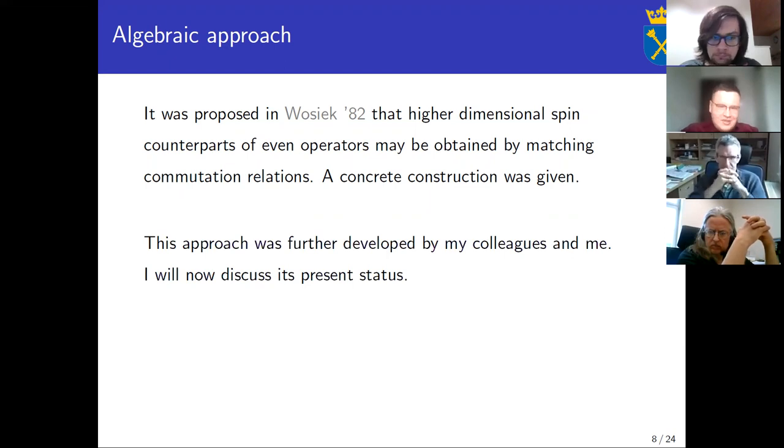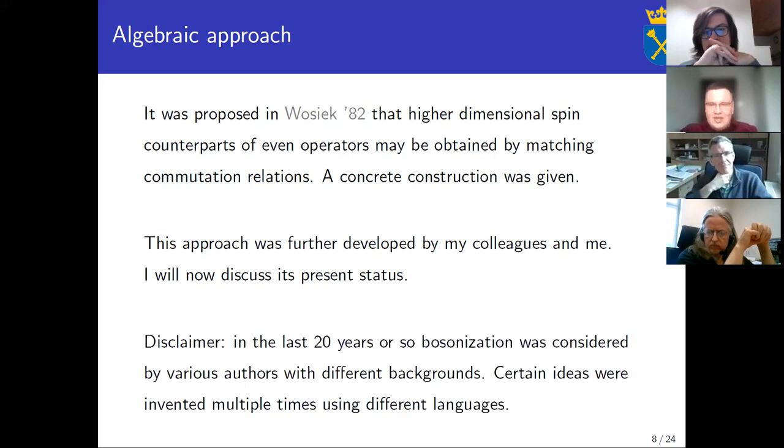So many years later, my colleagues and I, including the author of this paper from 82, revisited this, and we developed it further and proved that various expected properties are indeed true, and found new ones. I will present the present status of this. I will not go through the historical route, but what should be mentioned is that in the last 20 years or so, bosonization was considered by many authors in many different fields, and certain ideas were invented multiple times.